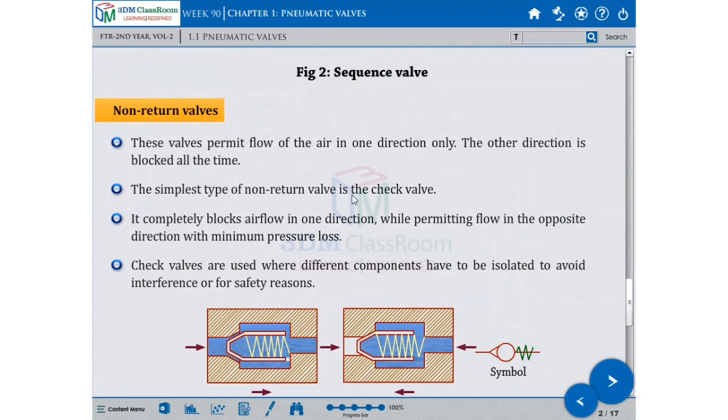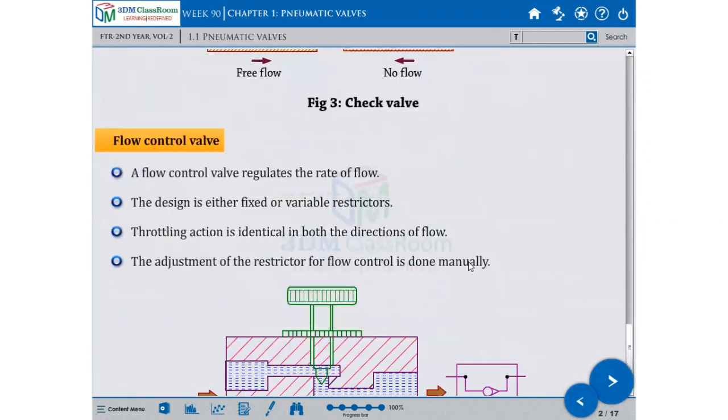The simplest type of non-return valve is the check valve. A check valve is the simple example of a non-return valve. It completely blocks airflow in one direction while permitting flow in the opposite direction with minimum pressure loss. Check valves are used where different components have to be isolated to avoid interference or for safety reasons.